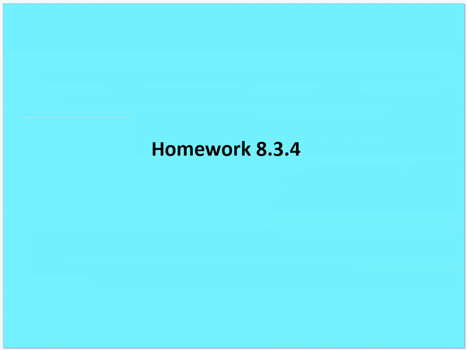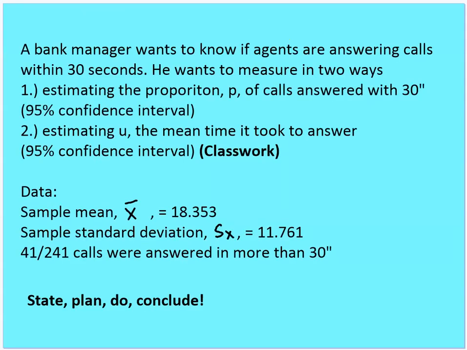Right, so this brings us to homework. There are two parts. The first part is your homework, and the second part is classwork, which we'll do in class. A bank manager wants to know if agents are answering calls within 30 seconds. He wants to measure it in two ways, estimating the proportion of calls answered within 30 seconds with a 95% confidence interval using the data below. So you're going to state, plan, do, conclude. Number two we're going to take care of in class, so don't worry about number two for now. I'll just cross this off. This is your homework, so please write this down.